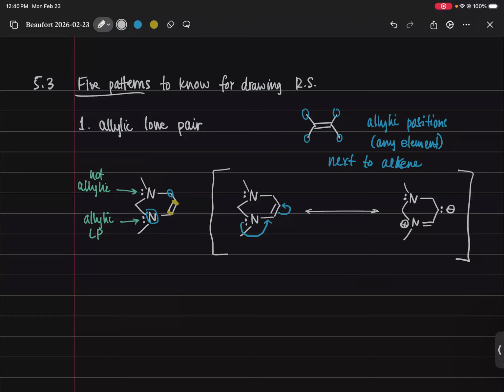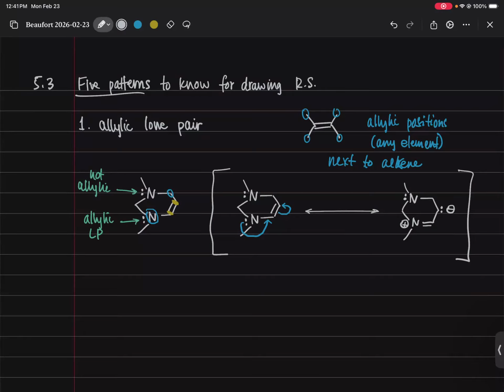So the allylic position is any position that's right next to one of the carbons in a carbon-carbon double bond. So the nitrogen atom at the bottom here does have an allylic lone pair. So we can draw a resonance structure of that. But the nitrogen at the top, that lone pair is not allylic. It's not directly next to a carbon in an alkene.